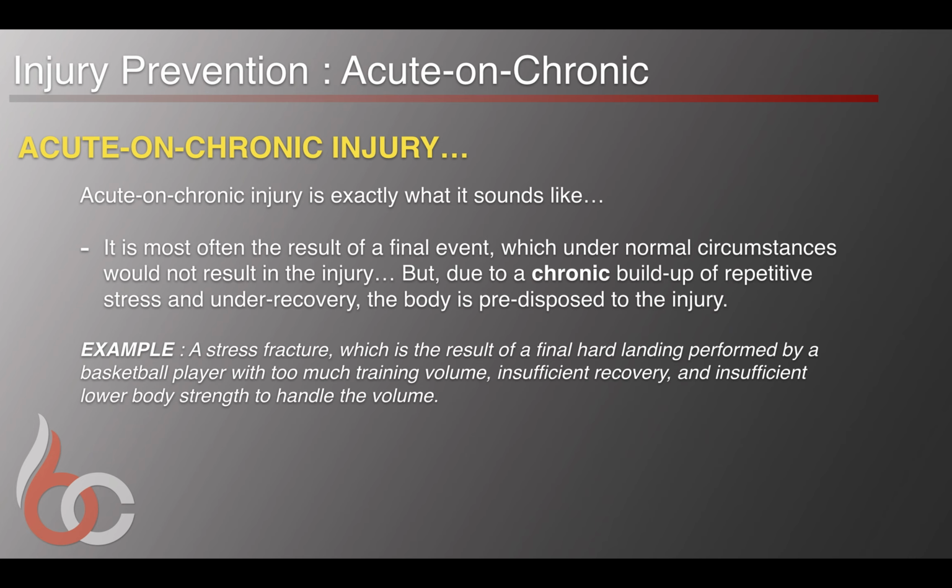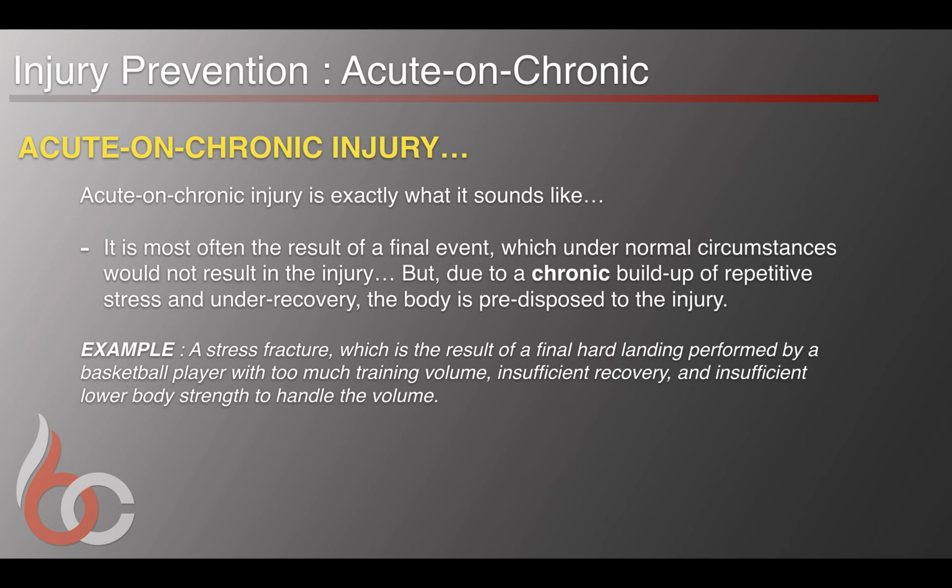An acute on chronic injury is exactly what it sounds like here. It's most often the result of one final event. So yes, there is one instant that we can identify and say, yes, that was the time that the injury was caused at that very moment. But that event under normal circumstances wouldn't have happened. And the only reason it did happen was because there was this chronic buildup of repetitive stress and under recovery and poor mechanics, or all of the things that are the causes of chronic injury led to this final moment. We use this analogy all the time: there's the straw that breaks the camel's back, and there is that one critical instant that is a little bit too much overload, and the result is the injury.